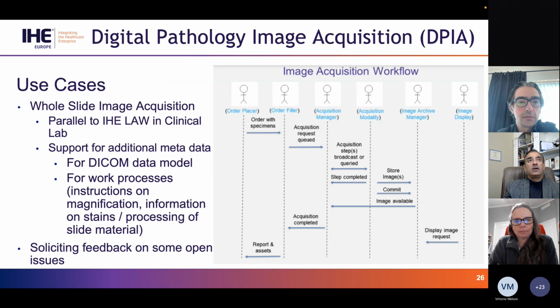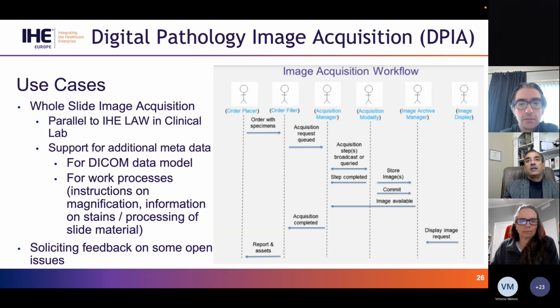And this is that same pictorial that we started with. Again, the basis was in IHE Lab. It supports DICOM metadata and the data model. DICOM, of course, has its basis in the radiology field, and there's additional work necessary to think about the data model parallel in pathology. What is a series?